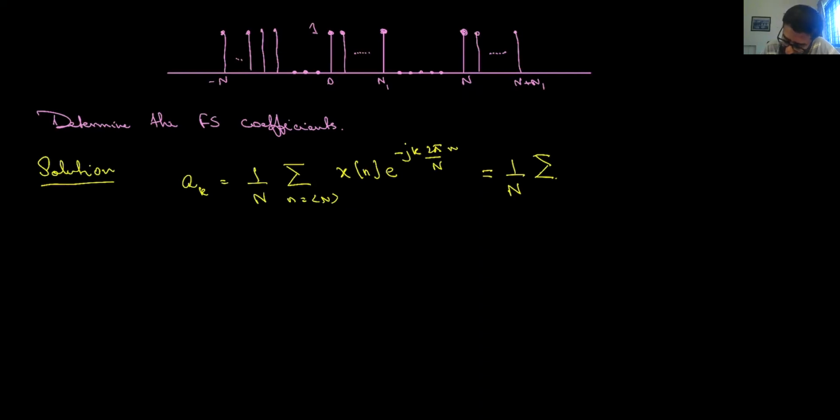The easier thing for me to do is to sum it from 0 to capital N minus 1 because that's one period, right? And this is x of n e raised to power minus j k 2 pi by n times n. This turns out to be equal to 1 upon n, and this summation just reduces to summation from 0 to n1. Let me change the problem a little, I'll put a minus 1 here. Right, that may make things easier. And this is e raised to power minus j k 2 pi by n times n.